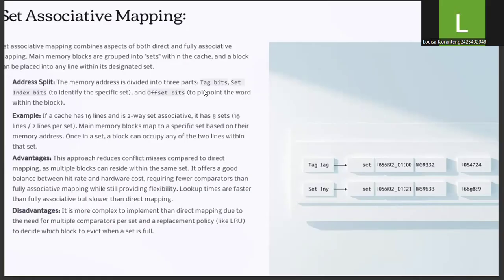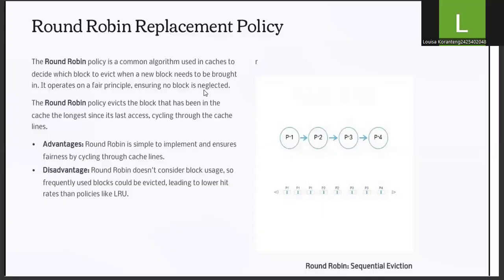Next, we are going to be talking about the replacement policies. There are a few types of replacement policies, but we are going to be talking about round robin, a common algorithm used in caches to decide which block to evict when a new block needs to be brought in. It operates on a fair principle, ensuring no block is neglected. The round-robin policy evicts the block that has been in the cache the longest since its last access, cycling through the cache lines.